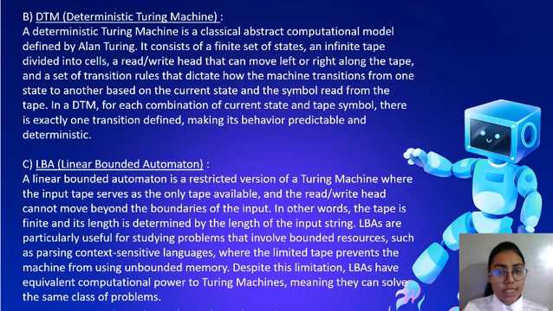The third is LBA, linear bounded automata. A linear bounded automaton is a restricted version of a Turing machine, where the input tape serves as the only tape available and the read/write head can't move beyond the boundaries of the length of the input string. LBAs are particularly used for studying problems that involve bounded resources, such as parsing context-sensitive languages, where the limited tape prevents the machine from using unbounded memory.